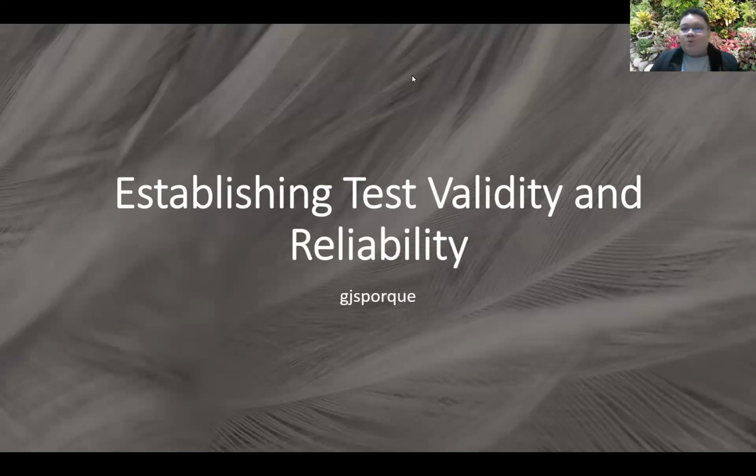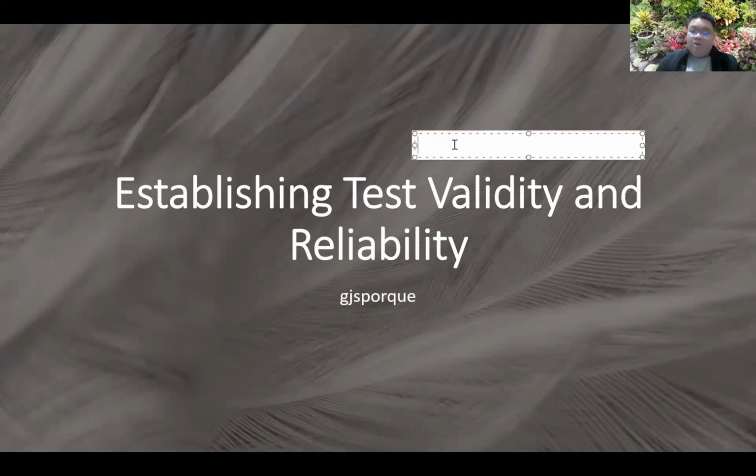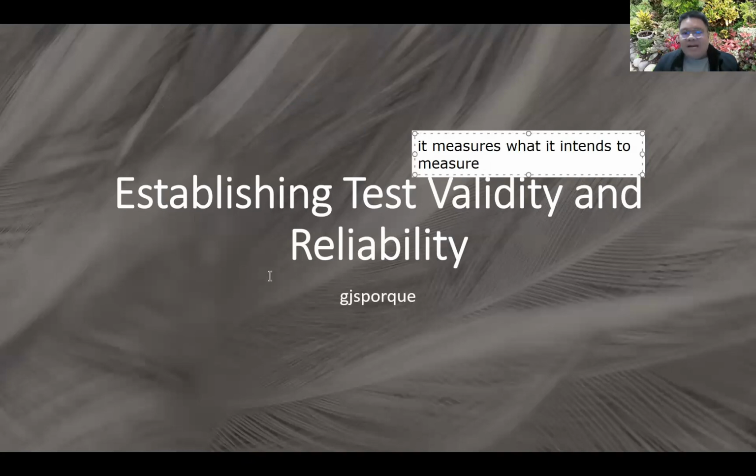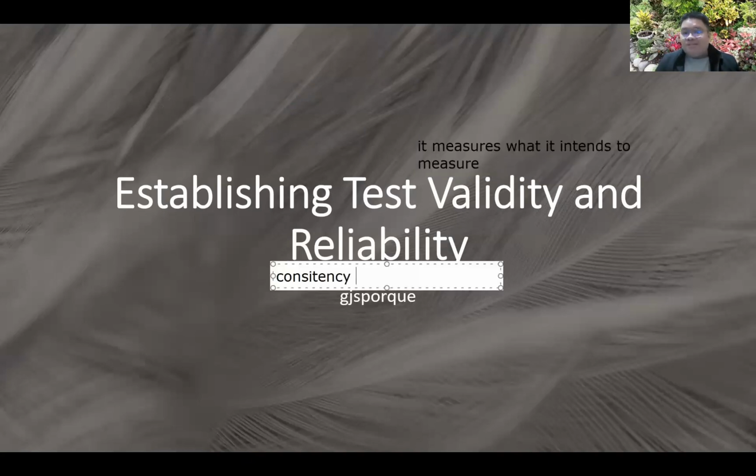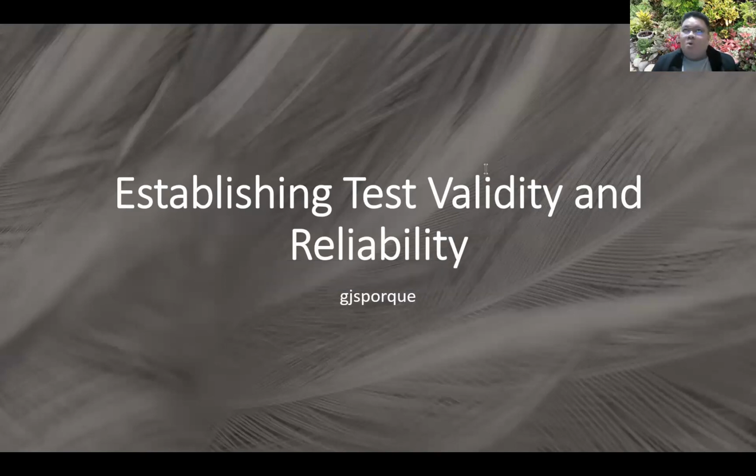So class, I would like to redefine again your validity. So I would like to emphasize the definition of validity. When I say validity, it measures what it intends to measure. And then when I talk about reliability, it means it is being measured consistently. Okay, so it talks about the consistency of the instrument that we have or the test that we have. Validity and reliability are very important concepts when we are talking about research. So in research, we are very particular that the test or assessment that we are using should be valid and reliable.